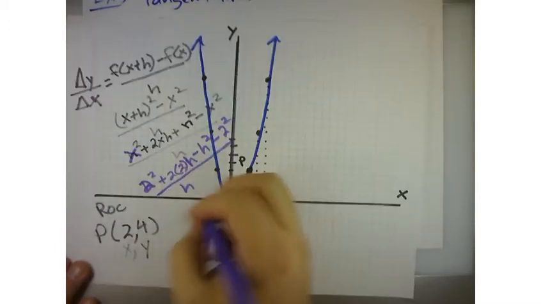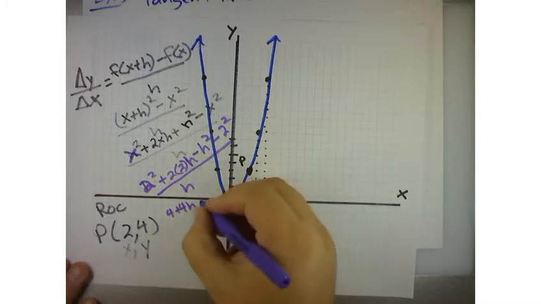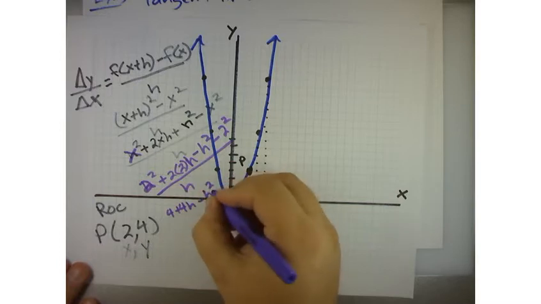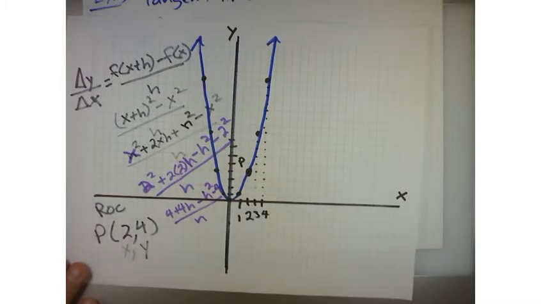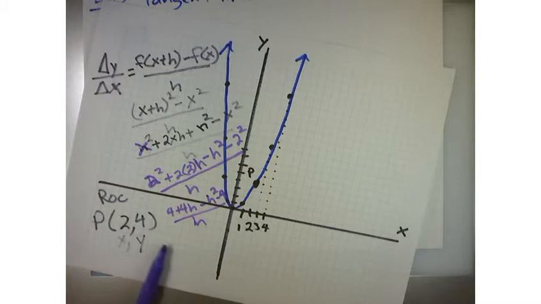If I clean that up, I get 4 plus 4h minus h squared minus 4 all over h. Okay? Well, this 4 cancels with the minus 4 on the end.